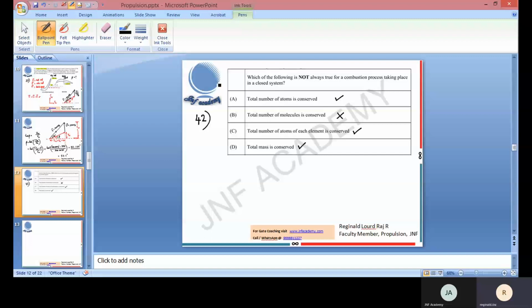So it's a multiple select question and there are 3 correct answers. Sorry, this is not a multiple select. It's a multiple choice question and the question is about which is not always true. So the correct answer would be option B. The total number of molecules is conserved is not always true for a combustion process taking place in a closed system. To prove something, you have to give a theoretical proof, but to disprove something, you just have to give a contradiction. Let's try to disprove that the total number of molecules is conserved. For example, the simplest combustion reaction would be hydrogen plus oxygen gives water.